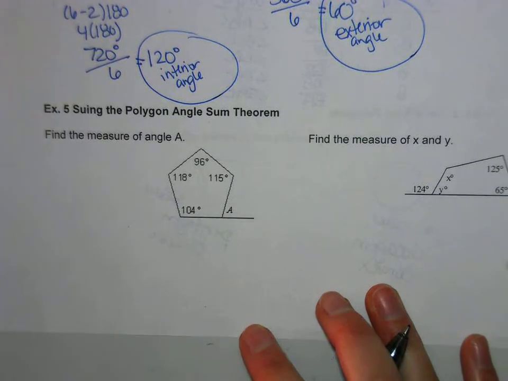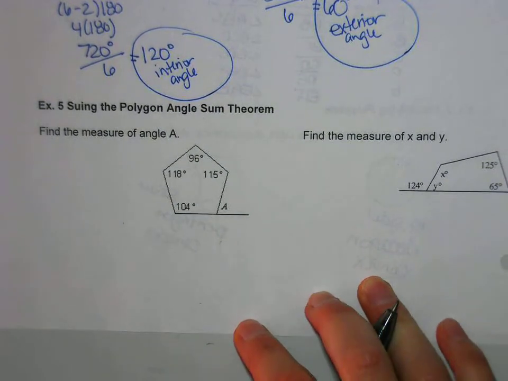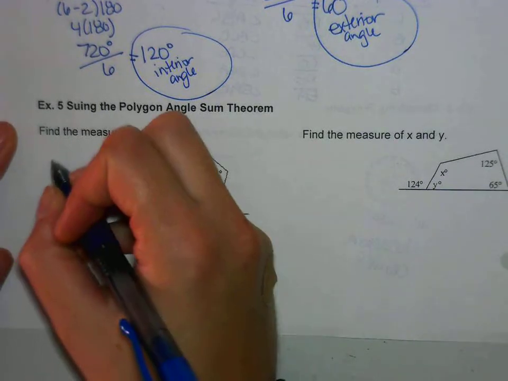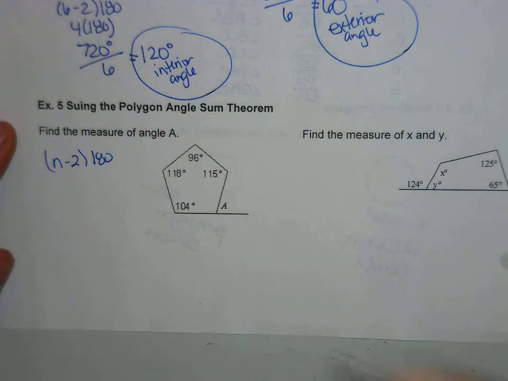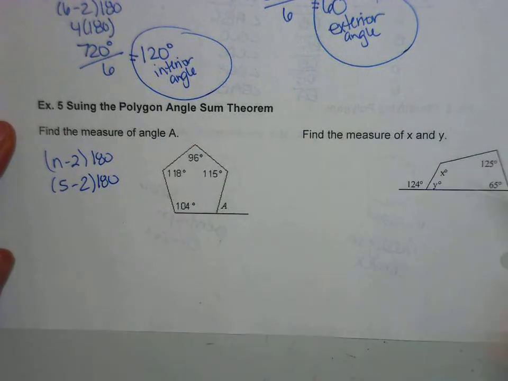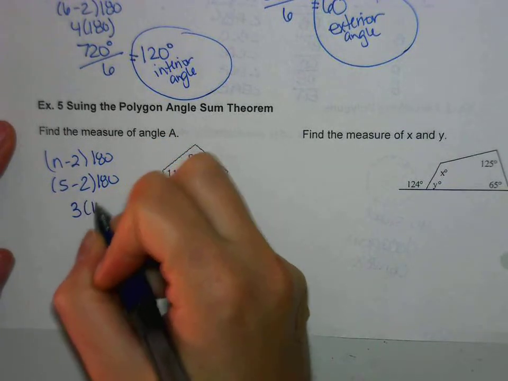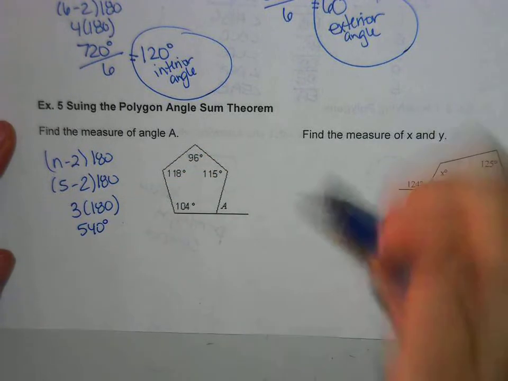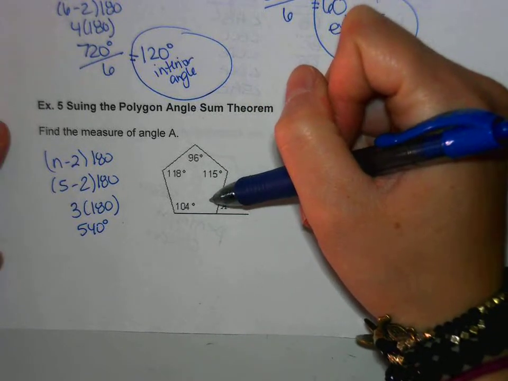Alright, let's look at our last 2 examples. We want to find the measure of angle A. So right now we're working with a pentagon. We know a pentagon has 5 sides. So my interior angles will be 5 minus 2 times 180 degrees. 5 minus 2 is 3, and 3 times 180 is 540. So that tells me that all 5 of my interior angles should add up to be 540 degrees.